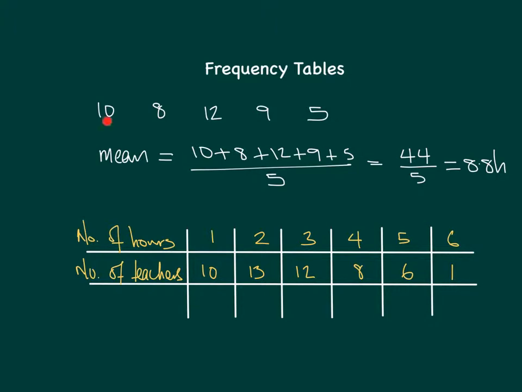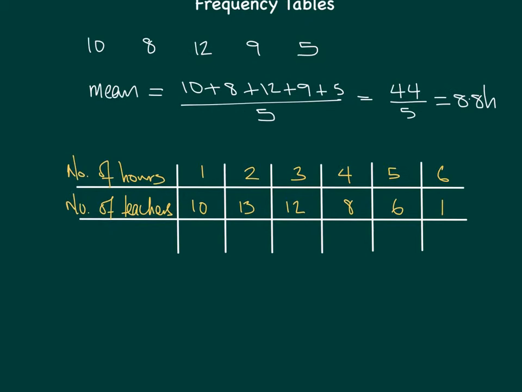Which means that if I was to write this data out like this, I would have 10 ones, so 1, 1, 1, 1, 1, 10 times. Then I would have 13 twos, 2, 2, 2, 2, 2, 13 times, and so on. And if I want to find a mean out, then that would mean quite a lot of work on my part. So, having it in a table means I can now assess a greater number of teachers. I can do quite a lot more with this. But the question is, how do I find a mean when it's in a table like this?